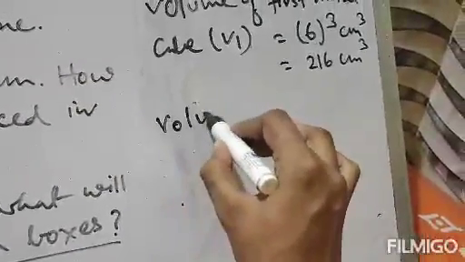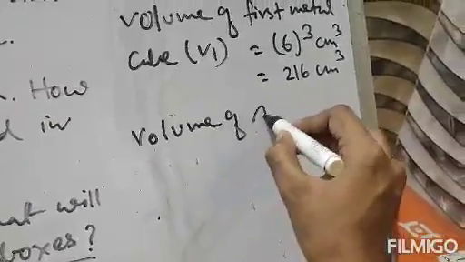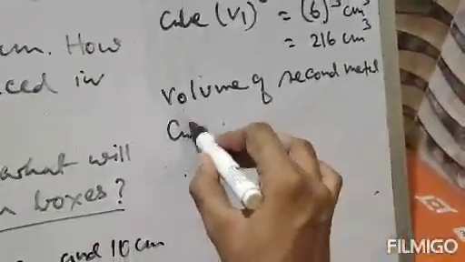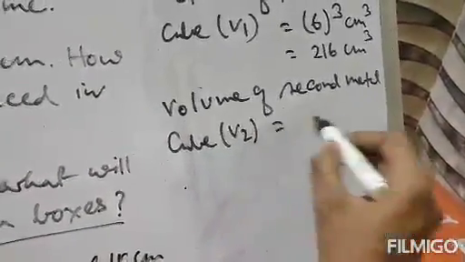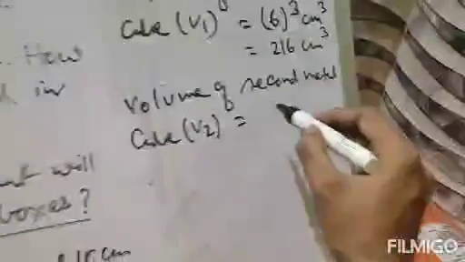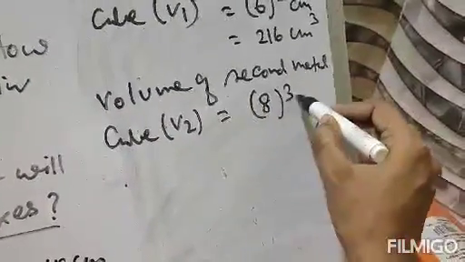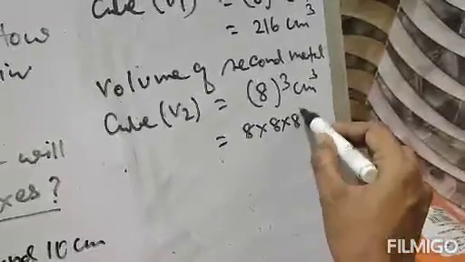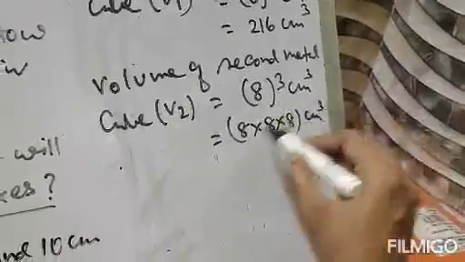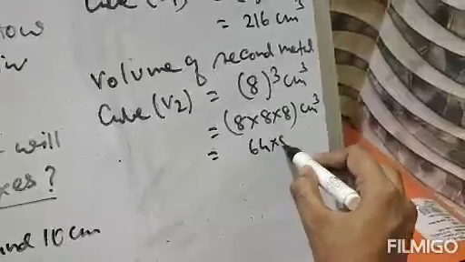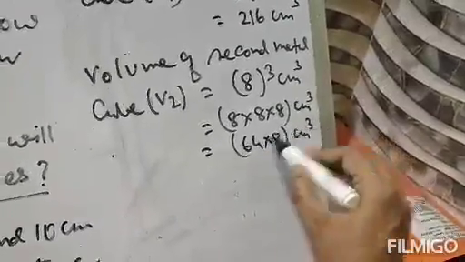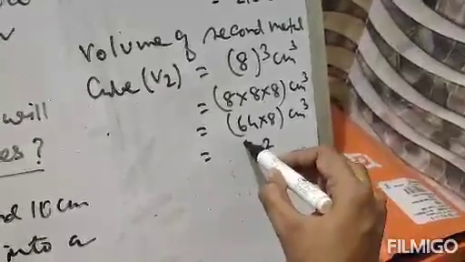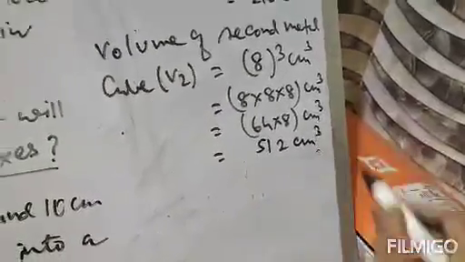Next, volume of second metal cube, suppose it is V2, so edge given as 8 centimeter, so it will be 8 to the power 3 centimeter to the power 3. Now 8 to the power 3 means 8 into 8 into 8 centimeter to the power 3. 8 8s are 64 into 8. 8 4s are 32, carry 3, 8 6s are 48 and 3 is 51. So it is 512 centimeter to the power 3.